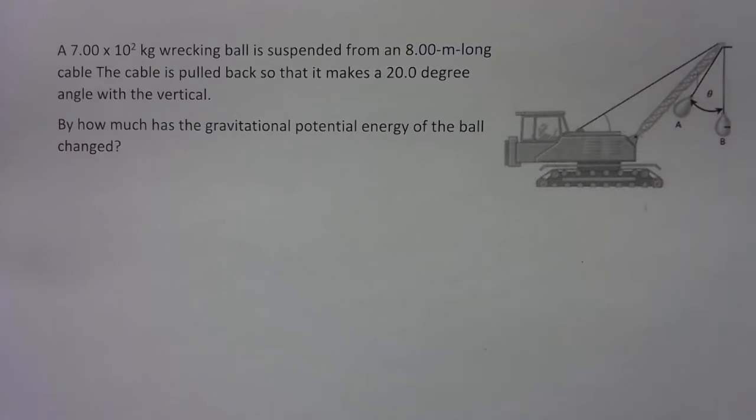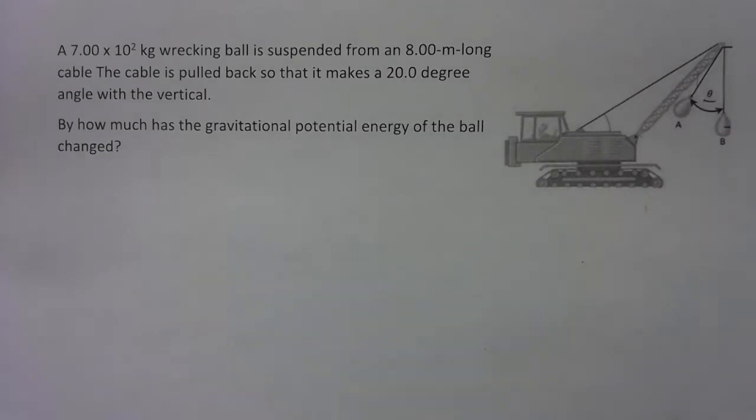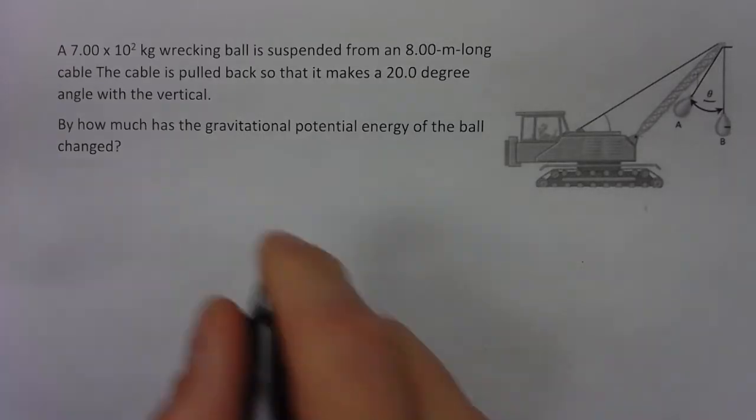It's a big metal or concrete ball attached to a crane that they swing to demolish buildings, knock things down. So here we got a 700 kilogram wrecking ball suspended from an 8-meter long cable. The cable's pulled back so that it makes a 20-degree angle with that vertical. So that's this angle right here. That's 20 degrees. By how much has the gravitational potential energy of the ball changed?